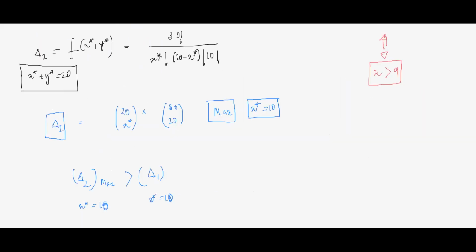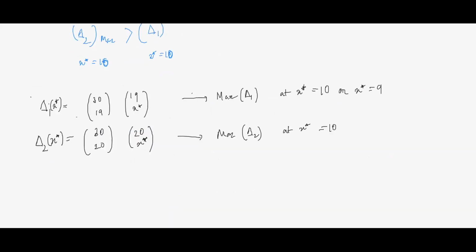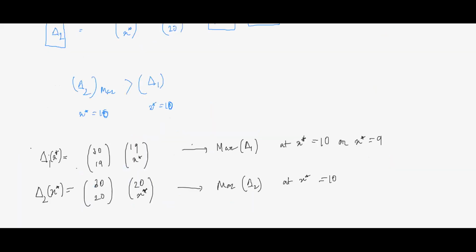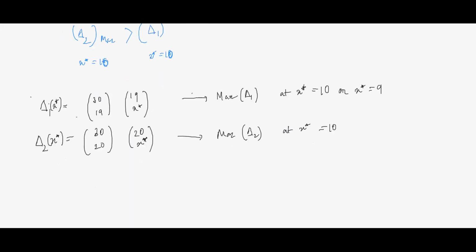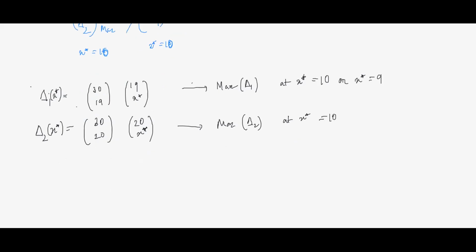And this is what you get. And therefore you get that at x star is equal to 10, lambda 2 is greater than lambda 1 because x is greater than 9. So the maximum of lambda 2 is more than the maximum of lambda 1 at x star where the maximum is happening. So the maximum of both functions is at x star equal to 10, and hence the maximum value happens at x star is equal to 10.